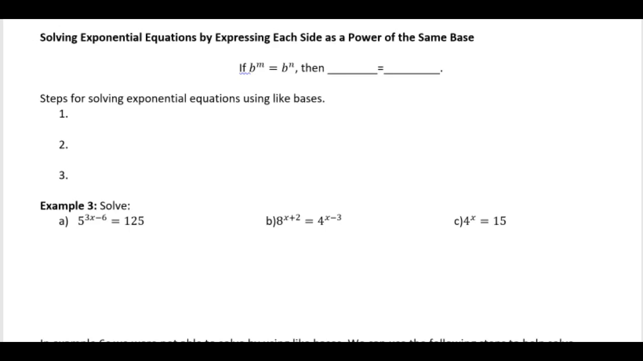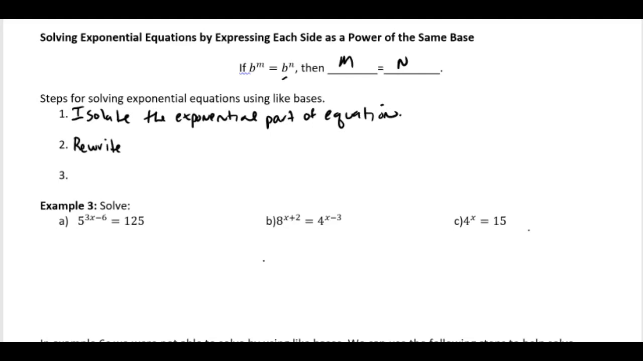Solve exponential equations by expressing each side as a power of the same base. If you have the same base, we can use the one-to-one property, which tells us that m will be equal to n. The first step is to isolate the exponential part of the equation. Then we want to rewrite our equation so that it's b^m equals b^n, and then we set m equal to n and solve for the variable.